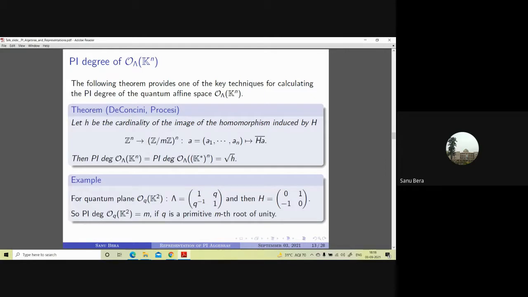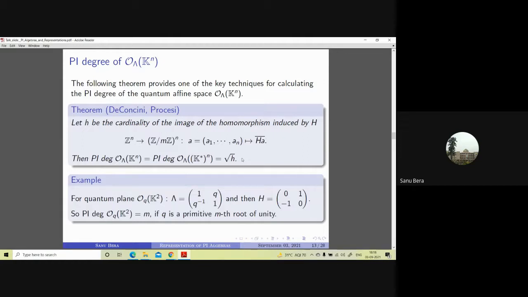The PI degree of quantum affine space is the same as the PI degree of the quantum torus, which lies between these, because it is just a localization with respect to x1, x2, ..., xn. If we take a central localization, that will be okay. Yes. I am not going into the details of the proof of that De Concini result.